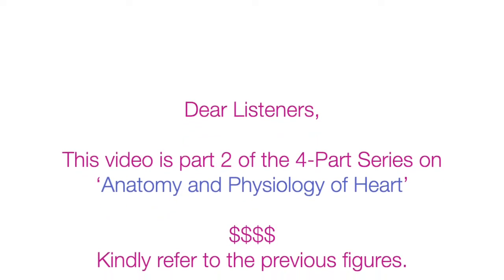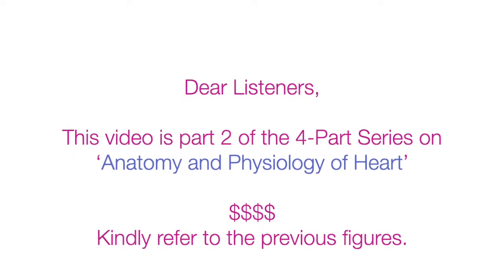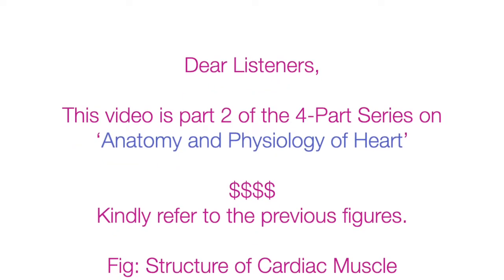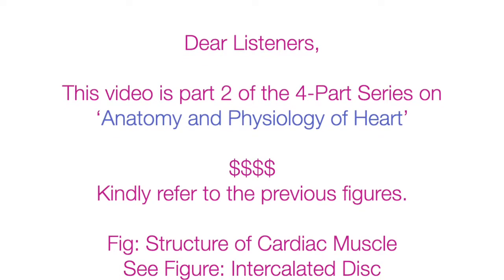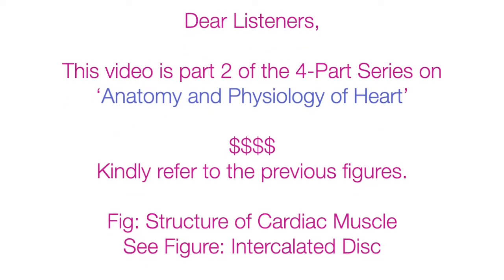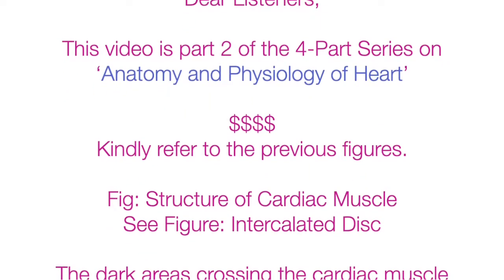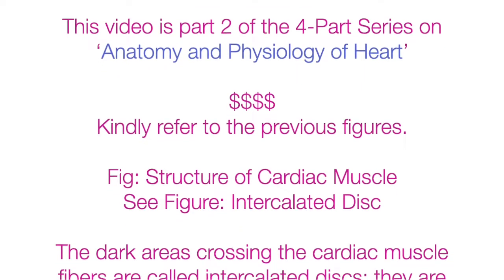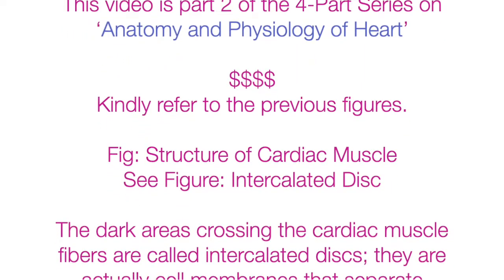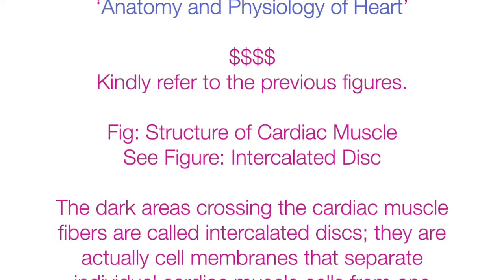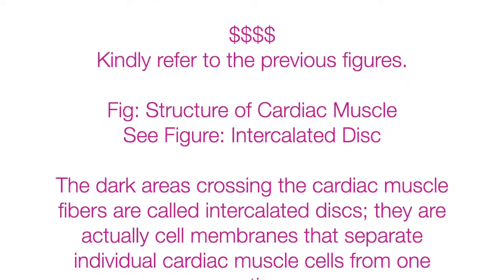You have already seen the structure of cardiac muscle and the intercalated disc. The dark areas crossing the cardiac muscle fibers are called intercalated discs. They are actually cell membranes that separate individual cardiac muscle cells from one another.